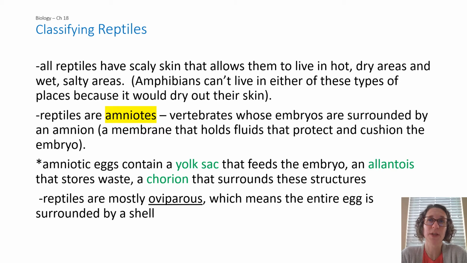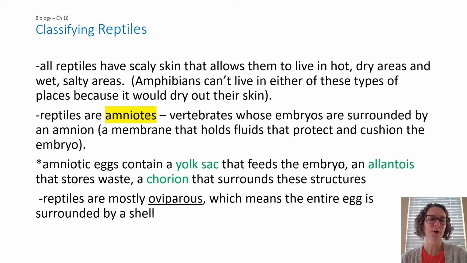Reptiles are in general a very diverse group, and that is because of their skin. Their skin is scaly and dry, and that feature allows them to live in really hot, dry areas because they have these scales that help them to keep water in, or they can even live in wet, salty areas like the ocean, because for most animals, the salt would really dry their skin out, but these guys have scales, and so they avoid that. Amphibians, you will never find a frog living in really hot places or in really salty areas because their skin would get too dried out.